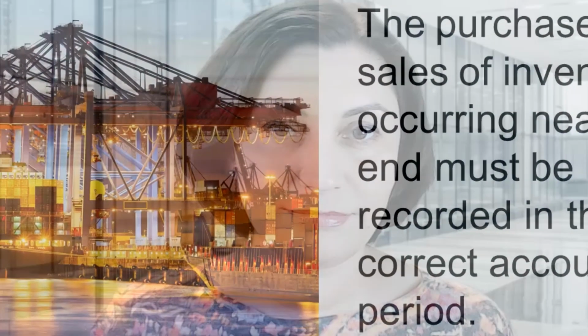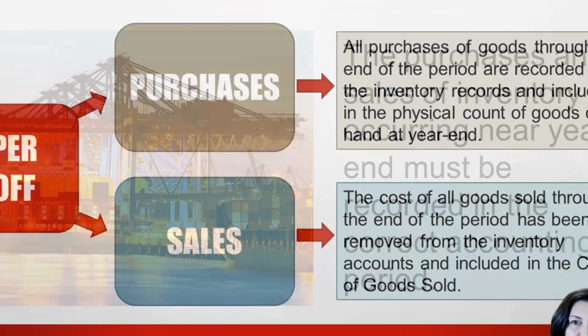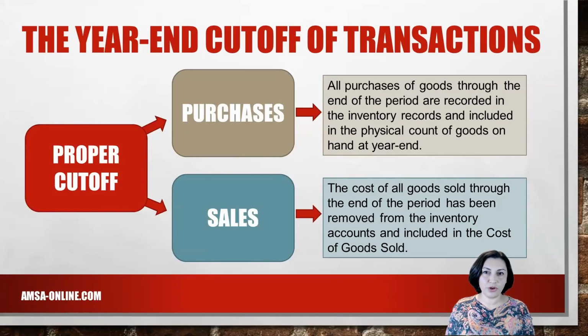Now, let's look at the year-end cutoff of transactions. It is essential to make a proper cutoff of transactions while preparing reliable financial statements. Companies should ensure that the purchases and sales of inventory occurring near year-end are recorded in the correct accounting period. One aspect of a proper cutoff is deciding that all purchases of goods through the end of the period are recorded in the inventory records and included in the physical count of goods on hand at year-end.